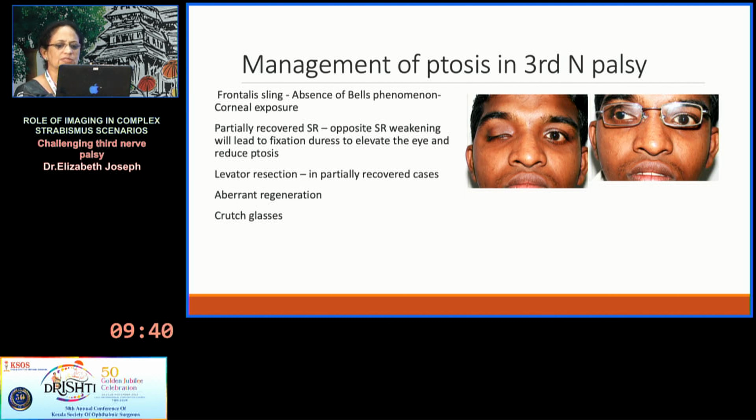And what about ptosis in third nerve palsy? Frontalis sling can be done, but remember that if there is no Bell's phenomenon, there is a chance of corneal exposure. If the superior rectus is partly recovered, you can do opposite superior rectus weakening. Levator resection can be done in partially recovered cases. And in aberrant regeneration, I have already discussed. Crutch glasses can be given in such conditions.